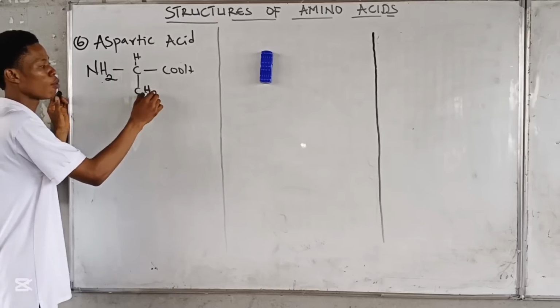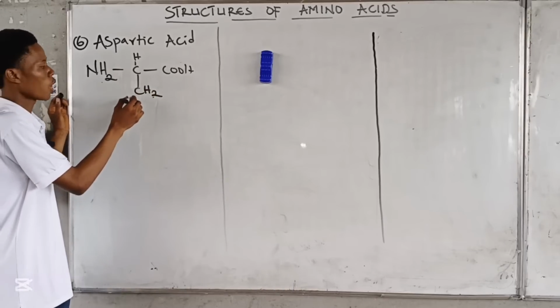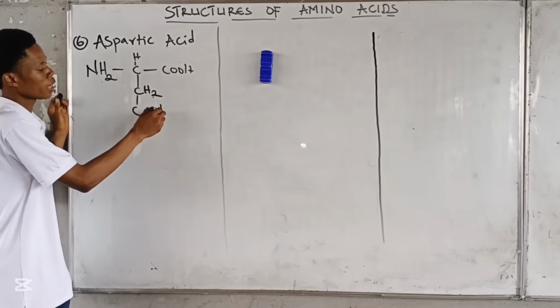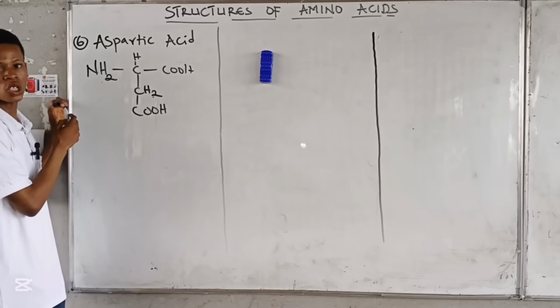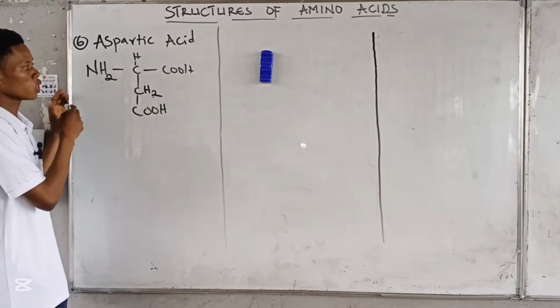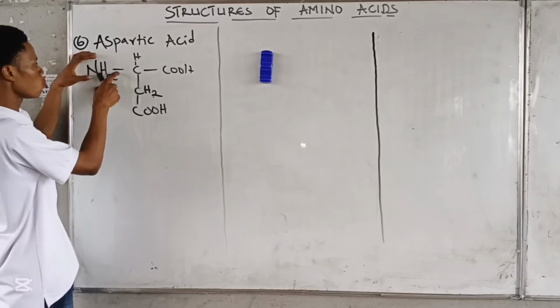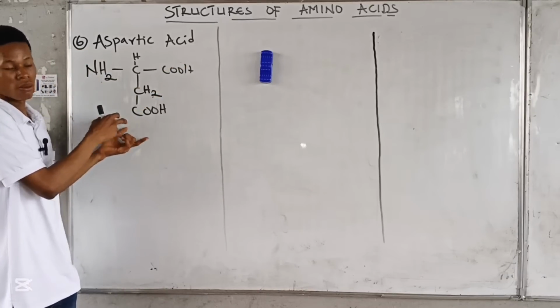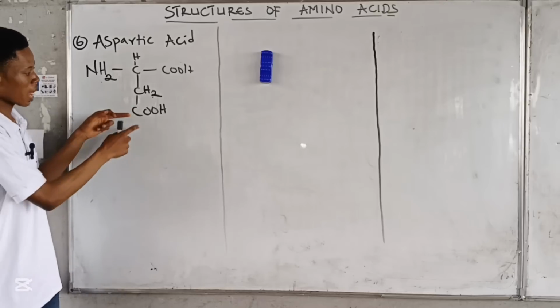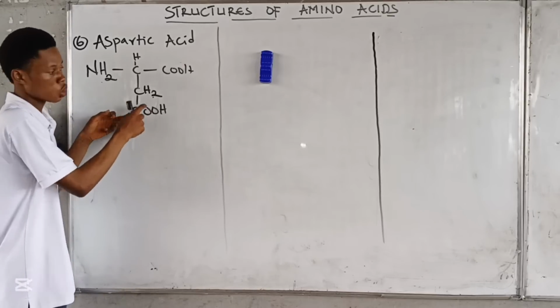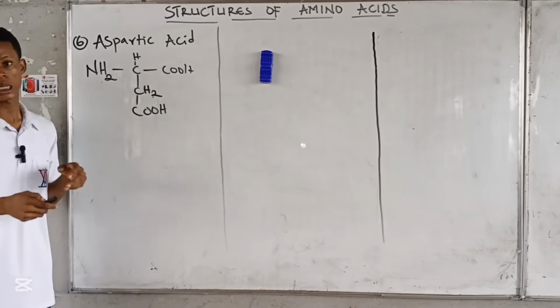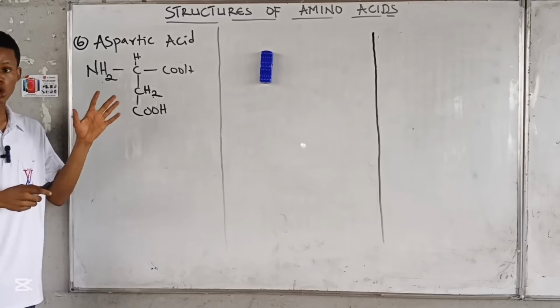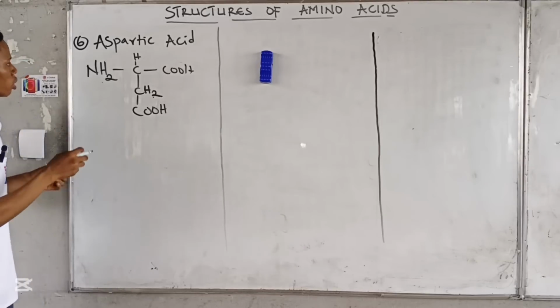if I attach a carboxylic acid group to alanine, something like this, is this acidic or basic? Acidic, right? Because this base will cancel the effect of this acid, but we still have another acid here, right? This structure we have on the board, just adding carboxylic acid to alanine, is aspartic acid. This structure here is aspartic acid.